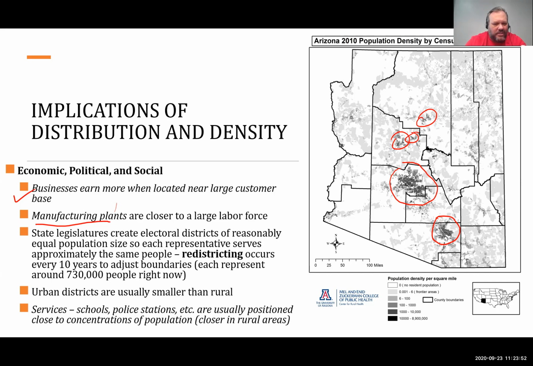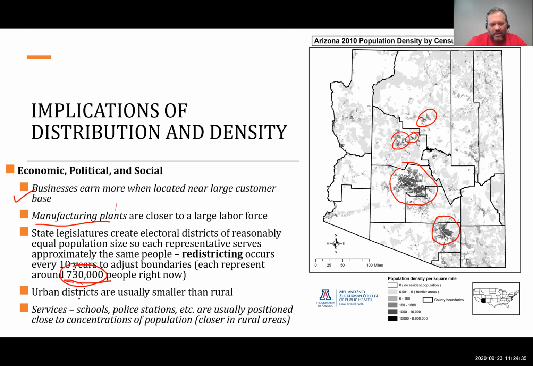But here's the idea. Each representative is supposed to represent roughly the same number of people. And so right now, if you take the population of the U.S. and then divide it by 435, you end up with somewhere around 730,000 people. And so in general, and it's not exactly this number, but in general, each representative in the House of Representatives represents somewhere around 730,000 people. All righty. And so we'll take a look here in just a second at Arizona's political map. And so the idea of density, as certain areas get bigger, they might require more representation in Congress.